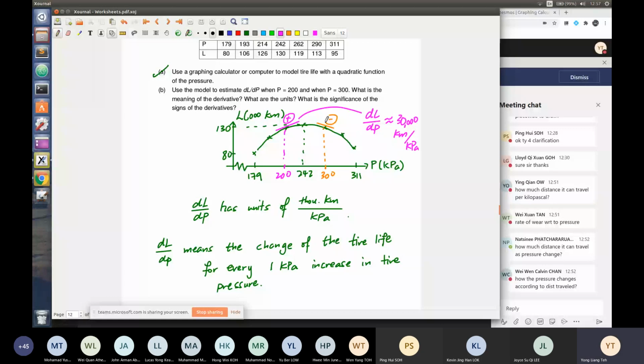So I hope you understand the LDP here and how we can use this value to convince someone who doesn't know anything about derivatives whether he or she should increase or decrease his tire pressure. So next time when you buy a car, or if you have a family car, you should try to convince your friend or yourself to have a reasonable tire pressure within the recommended range, so that you maximize the life of the tire.